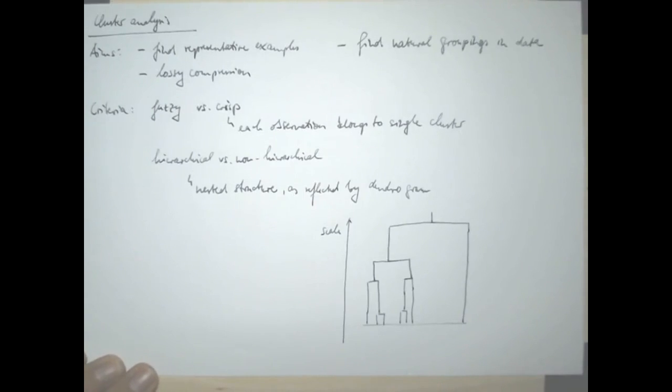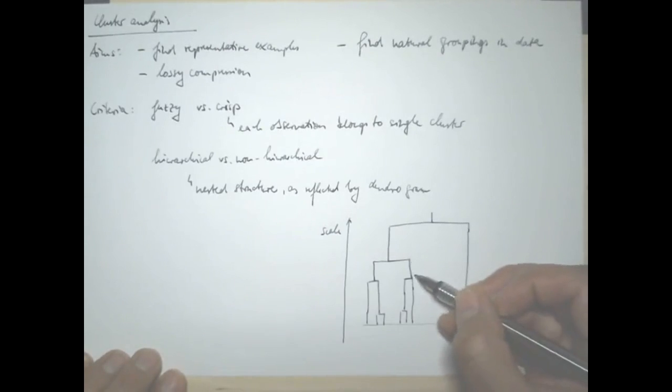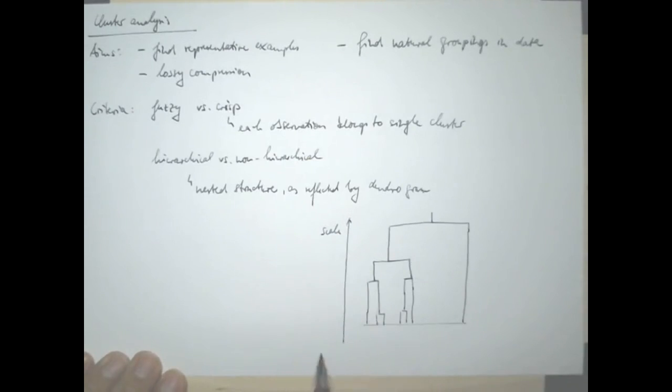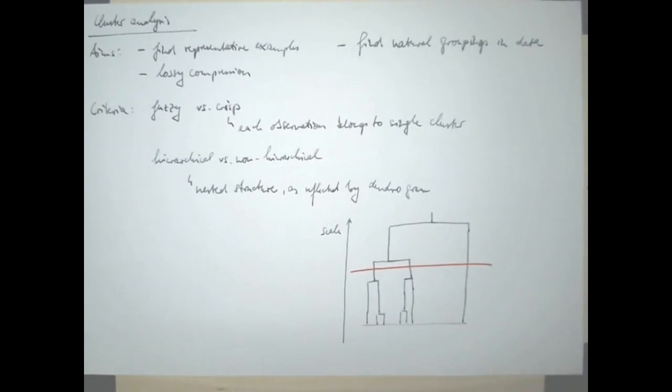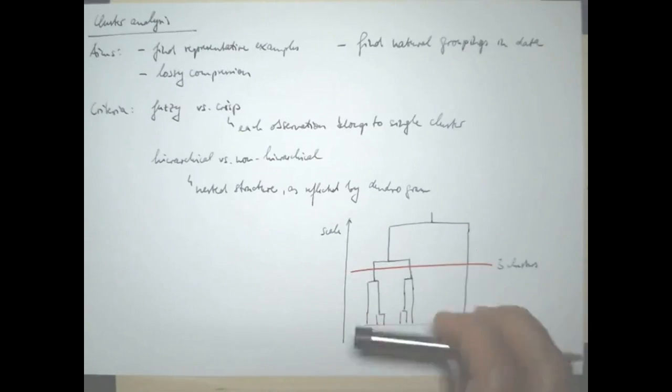And how stable a particular clustering is often measured by the number of changes that occur as you move along the scale axis. But now, if you pick a particular scale, then you get a fixed clustering. Here, for instance, we would get 3 clusters at this level. So depending on where you cut, you get different clusterings out of such a dendrogram.